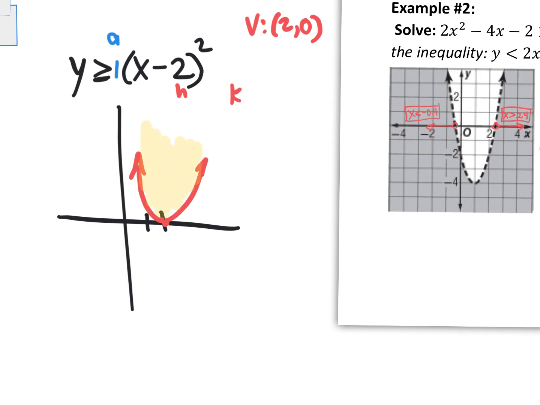Okay, so let me ask you this. What part of your x number line is shaded? Only this value right here. Only the x value of 2. So right here, even for this inequality, the only answer that works is x being equal to 2. Make sense?